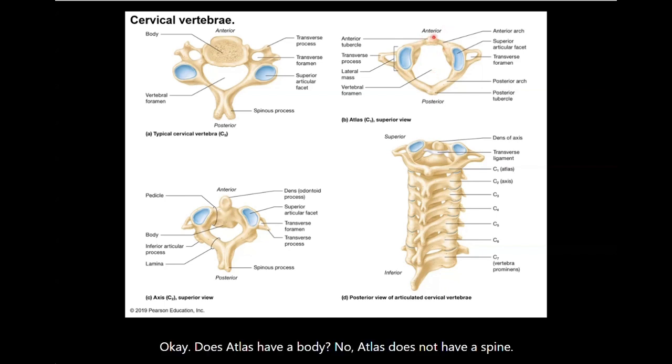Okay. Does atlas have a body? No. Atlas does not have a spinous process. Does it have a spinous process? No. Okay. And then it does have a transverse process. Yes, transverse process. Yes. And then it just has its facets so that it can articulate with the next bone. Okay. So everyone, this bone is called the atlas, C1.